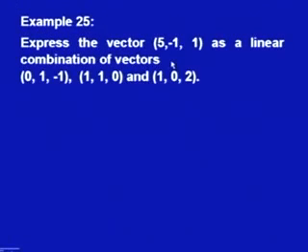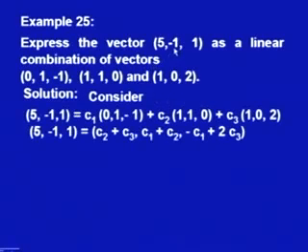In the next example, again we have a vector 5, minus 1, 1, and you have to express it as a linear combination of vectors 0, 1, minus 1, 1, 1, 0 and 1, 0, 2. The procedure is the same. We consider on the left hand side the given vector, and on the right hand side the linear combination of the 3 given vectors 0, 1, minus 1, 1, 1, 0 and 1, 0, 2. This right hand side is simplified.